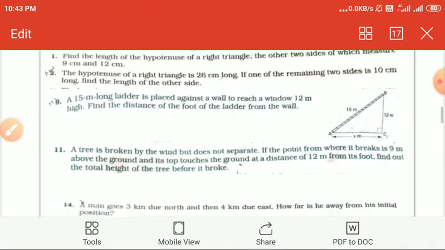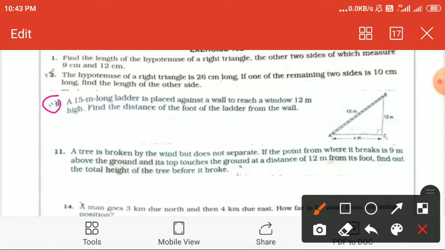Now see the next question. Question number 9. A 15-meter long ladder is placed against a wall. So suppose this is a wall. The ladder will be placed in this way.